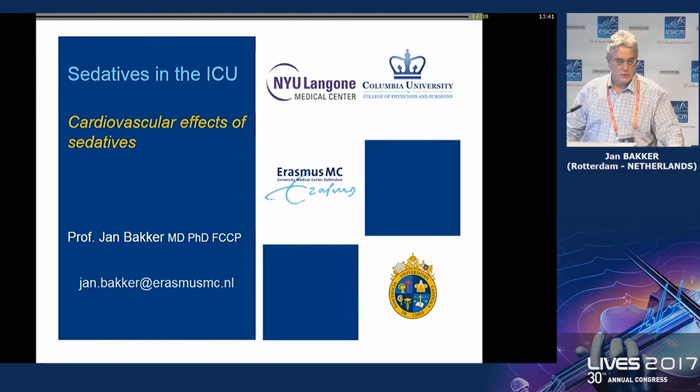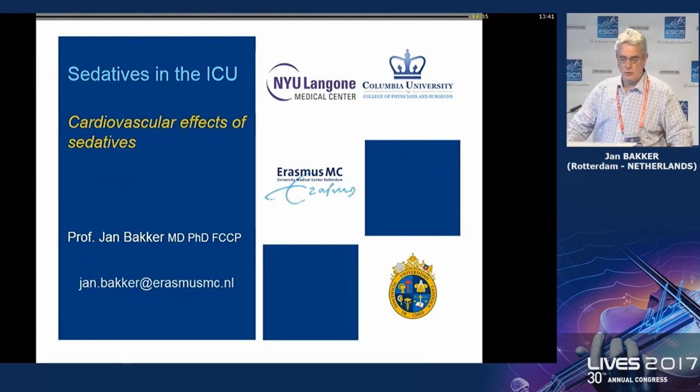And about the cost of dexmedetomidine in the cardiosurgical ICU at Columbia University, where I work, we spent more than $1 million on dexmedetomidine. So it's a lot of money, but very effective.